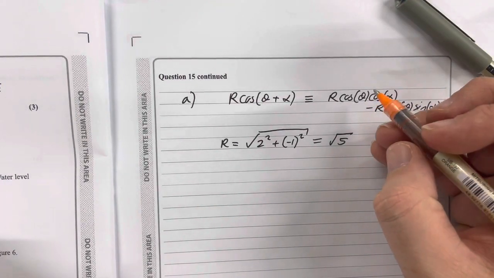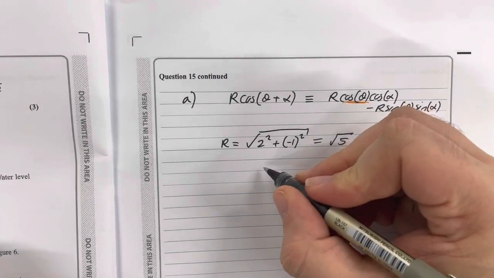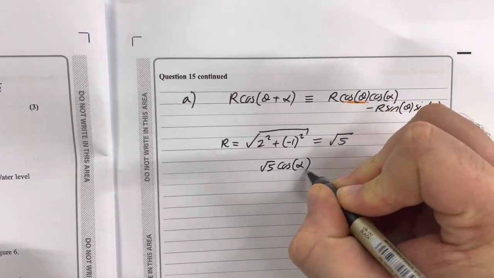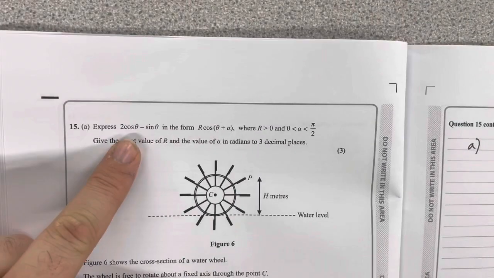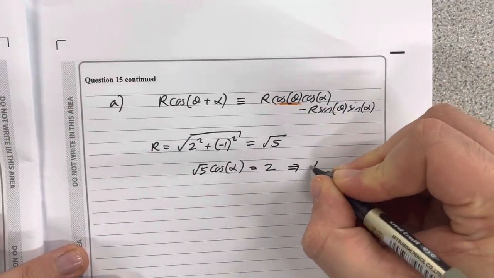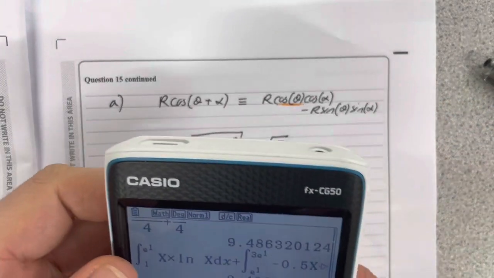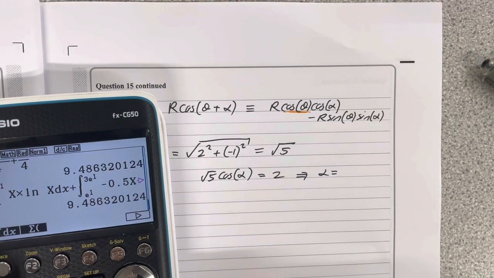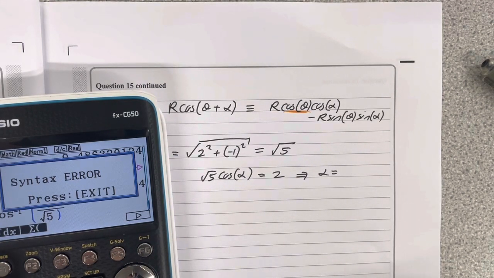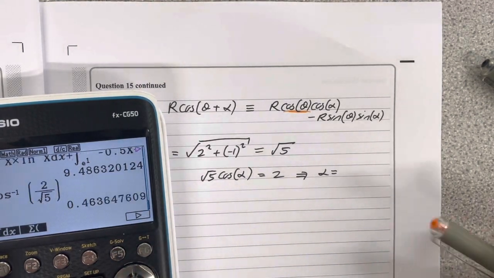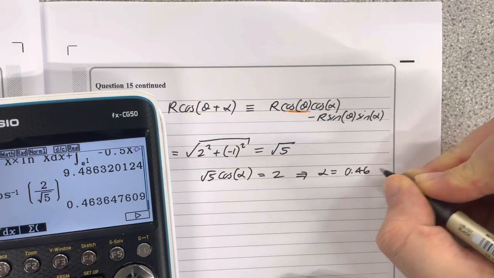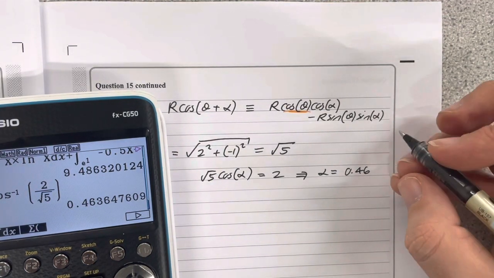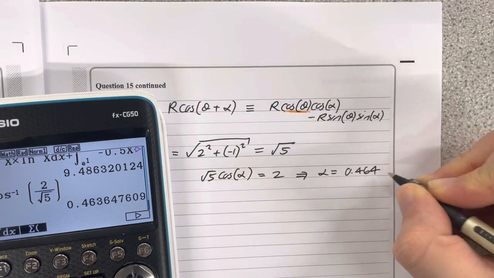So the coefficient of cosine is root 5 cos alpha, and that equals 2, which is the coefficient of cosine over here. And that leads me to say that alpha is, making sure my calculator is in the right mode, because I'm aware I changed it, radians. So I get the inverse cosine of 2 divided by the square root of 5. 0.464, I think it wants radians to 3 decimal places, yeah, so 0.464. And that's alpha.